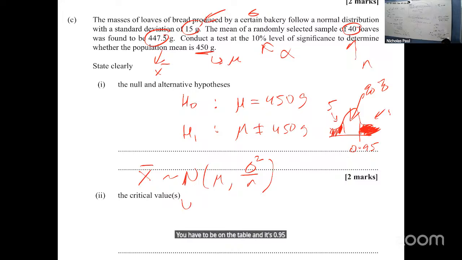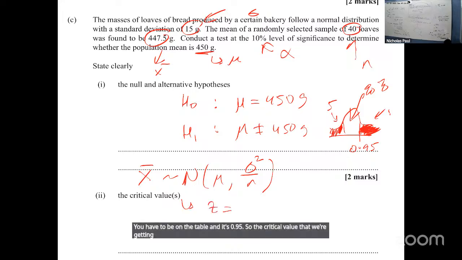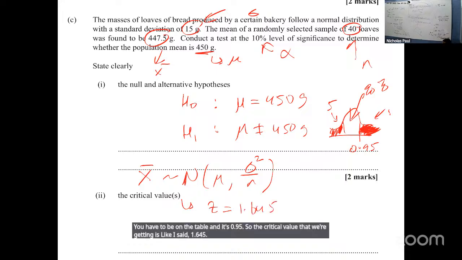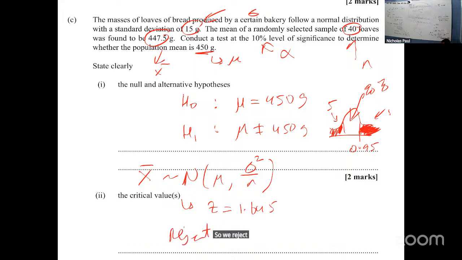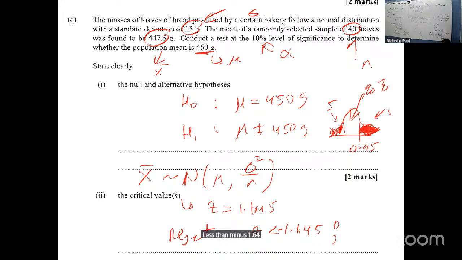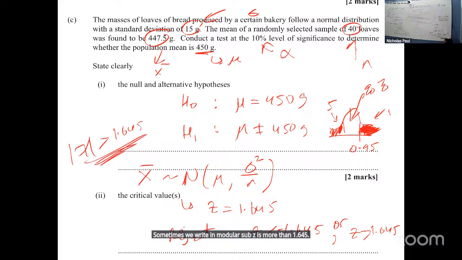So the critical value that we're getting for Z is 1.645. So we reject if the Z value that we calculate is less than minus 1.645, or if the Z value is more than 1.645. Sometimes we write the modulus of Z is more than 1.645. Sometimes they write that. Okay, and that's it. And then you go ahead and calculate the Z value.